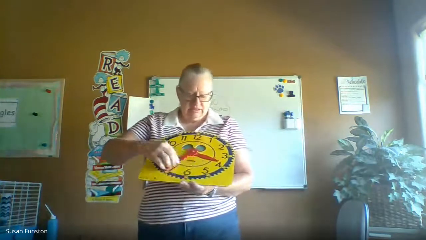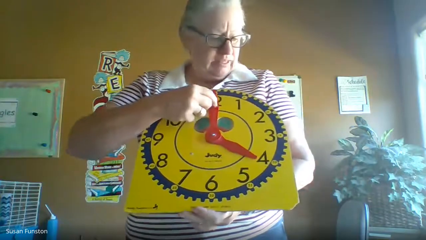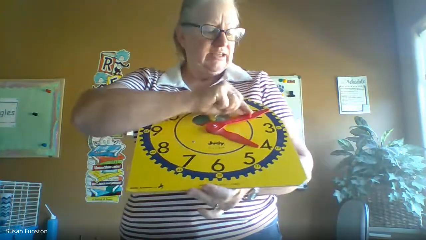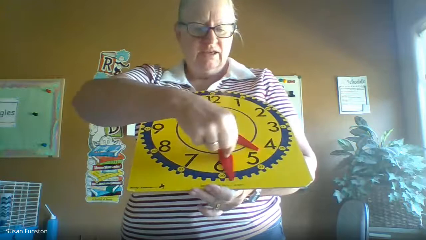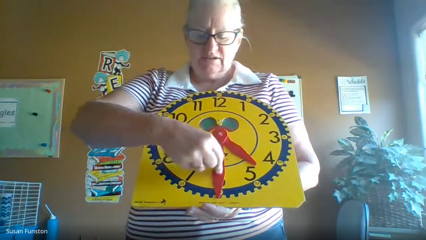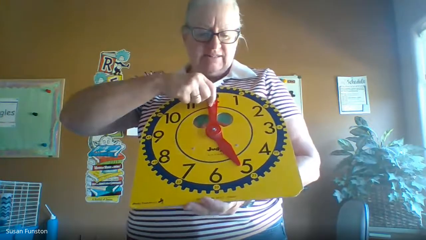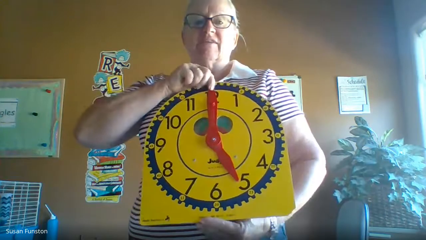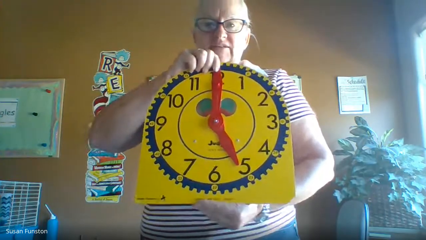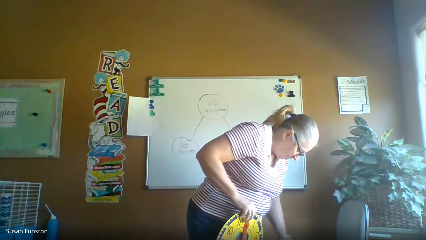Okay, let's start at 4 o'clock and count by 10 minutes. Ready? 10, 20, 30. We said we could call that half past. 40, 50, 60. Now we have 5 o'clock. All right, let's move on.